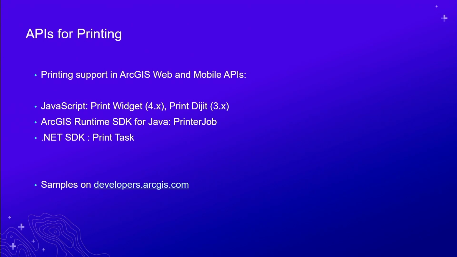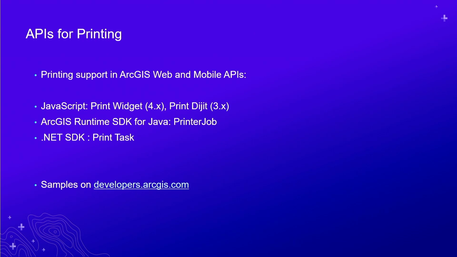So we've primarily demoed through ArcGIS Online and Web AppBuilder, but really what that's using is capabilities that are built into the JavaScript API. So in the 4x API, you're using the print widget. If you're still using the 3x API, it's a print dijit. That's just the Dojo widgets. If you're using ArcGIS Runtime SDK for Java, look at the PrinterJob. In the .NET SDK, it's the PrintTask.